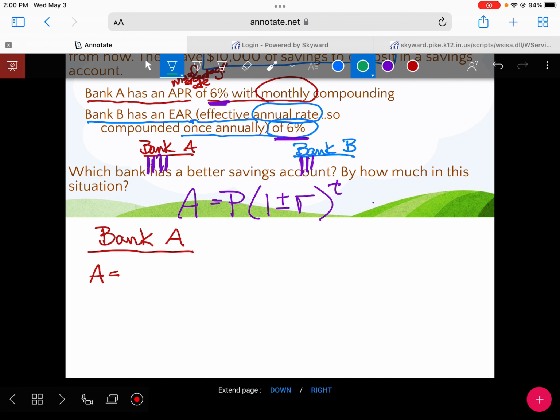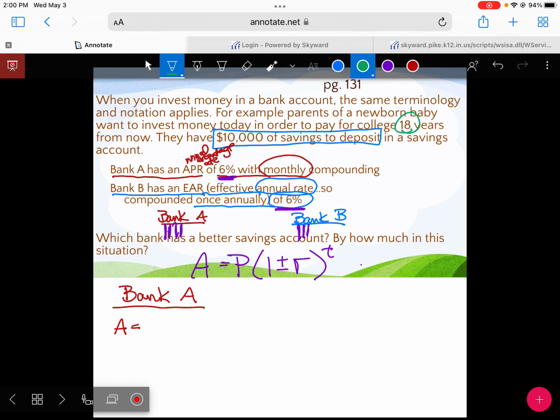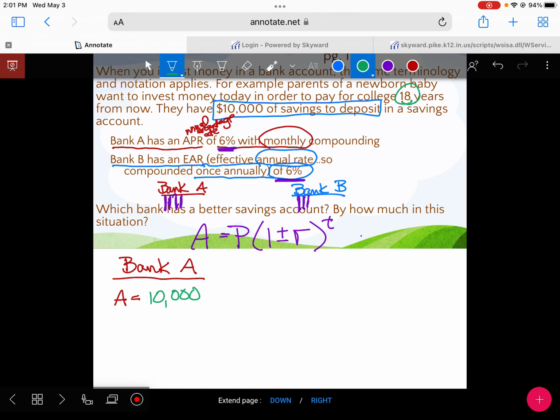What's it say? How much are we putting in initially? $10,000. Say 10,000, Miss Dee Dee. Yes, $10,000. Guys are so quiet. All right, times, this is going to be 1.